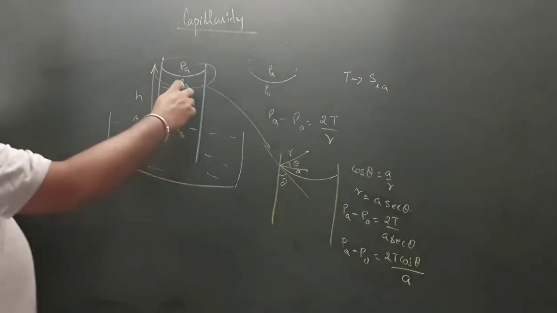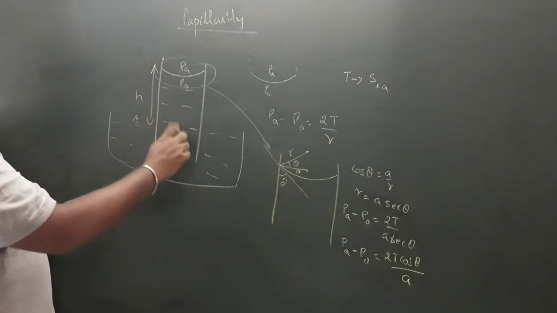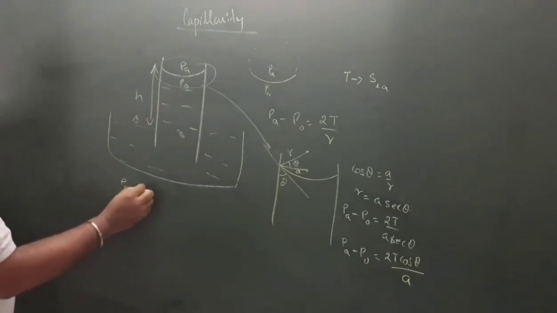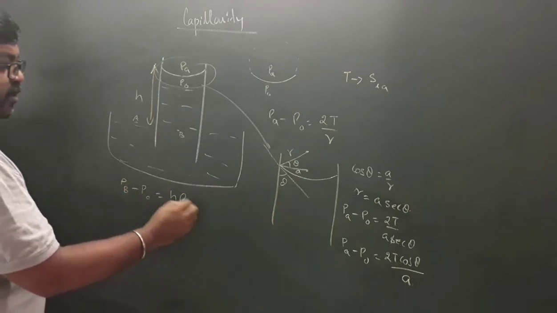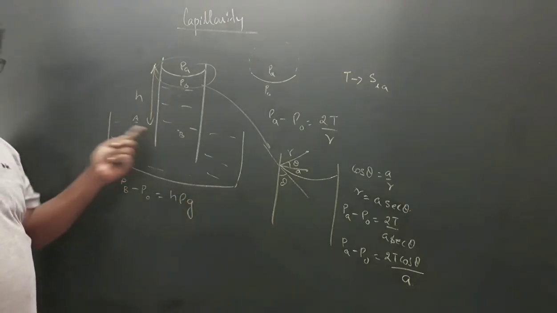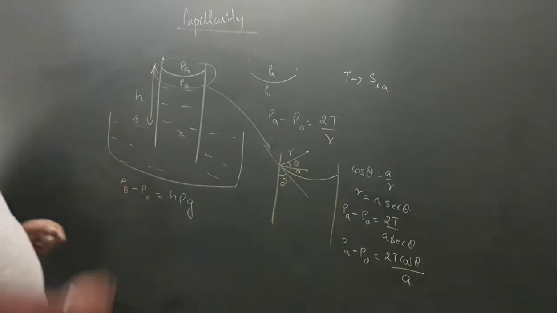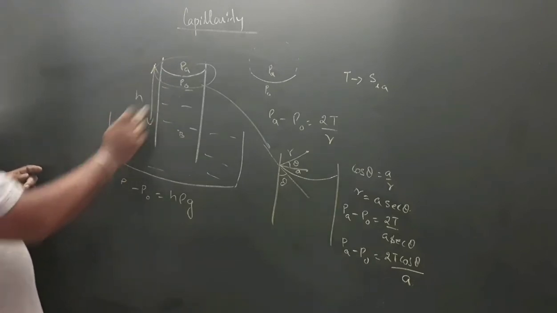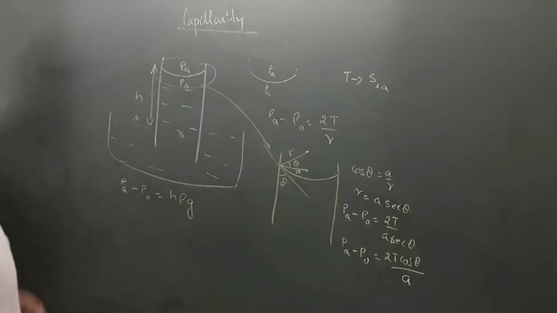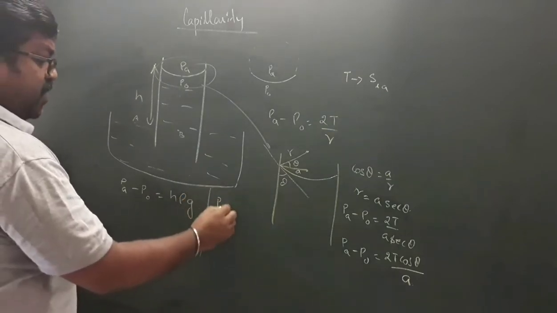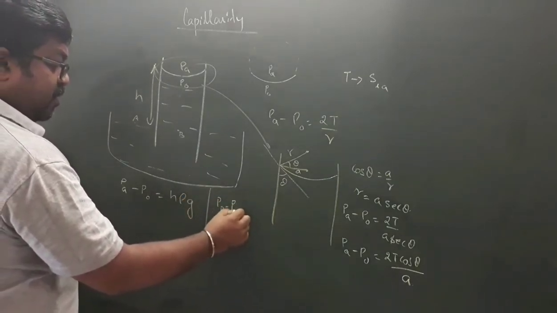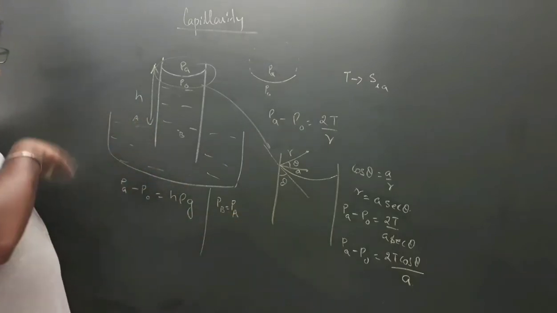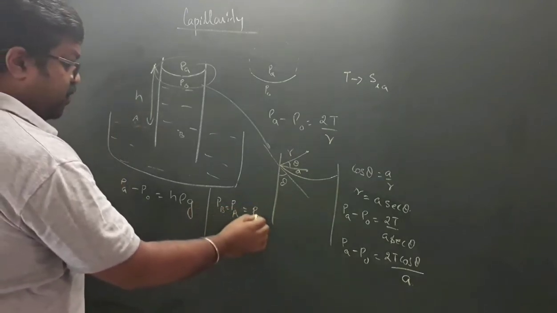Now what is P0? What is the difference in pressure between these 2 points? PB minus P0 is equal to H rho G. These 2 points are at the same horizontal level, so PB is equal to PA. Points A and B are at the same horizontal level, but this A is on the surface of the liquid which is exposed to atmosphere, so it is equal to the atmospheric pressure.